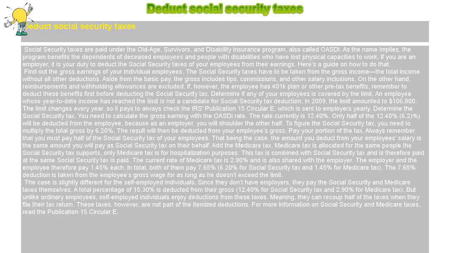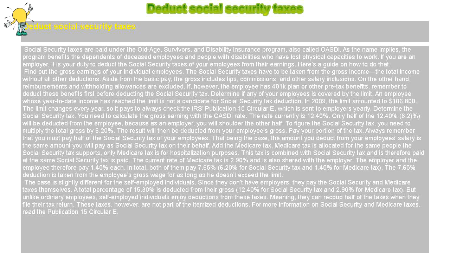Add the Medicare tax. Medicare tax is allocated for the same people the Social Security tax supports, only Medicare tax is for hospitalization purposes. This tax is combined with Social Security tax and is therefore paid at the same time Social Security tax is paid.